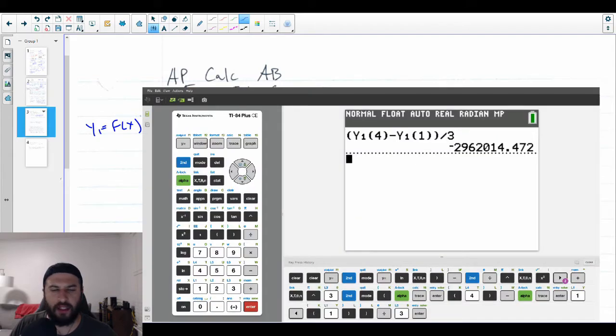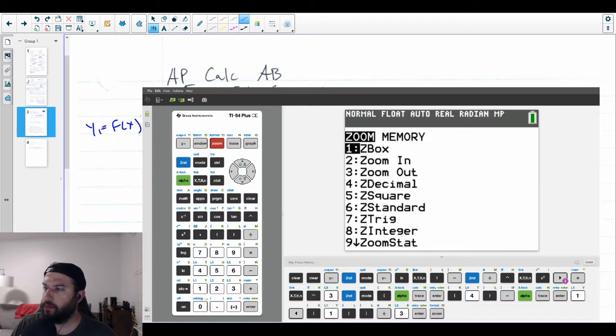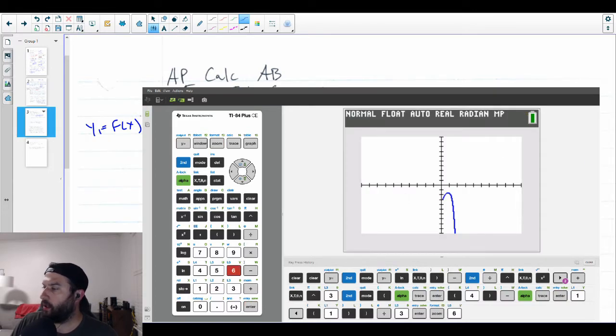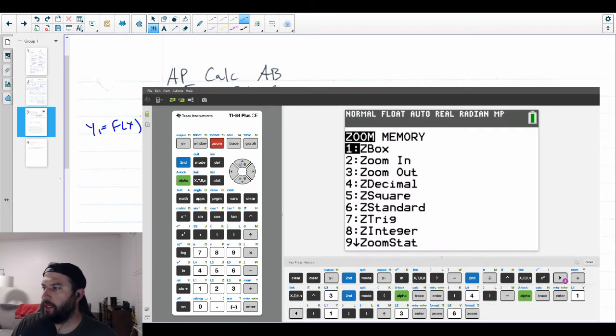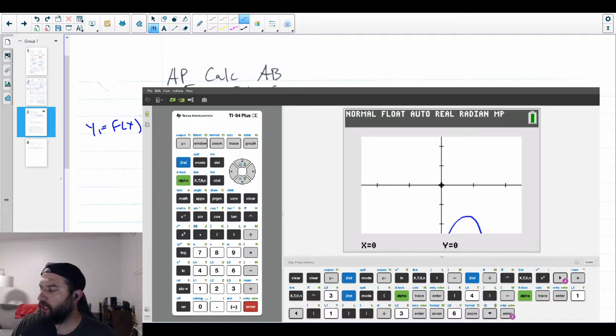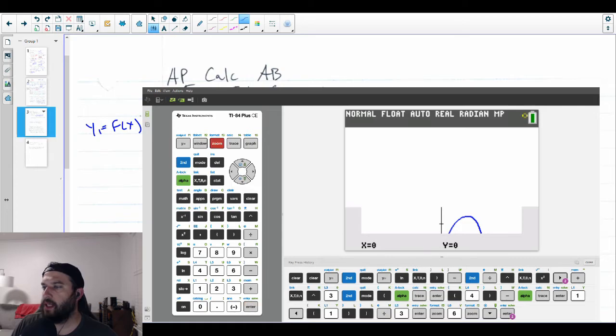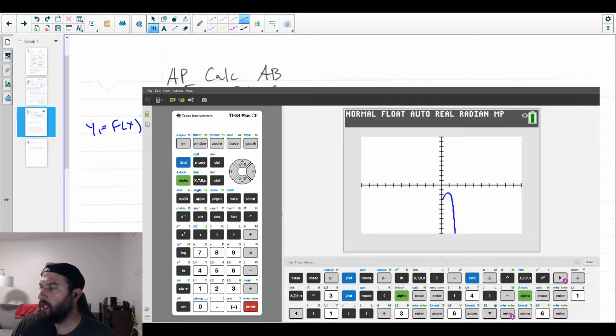So one thing I like to do when I'm looking at instantaneous rate of change, I just like to take a peek at the graph. So we're going to hit zoom 6. And there's our graph. Okay, I'm going to zoom in a little bit. And I can see that at, what is this, 2? Oh, it's outside of the window. This thing decreases very fast. So if you get a very large, very negative number, don't be afraid. I mean, your average rate of change was very large, very negative.